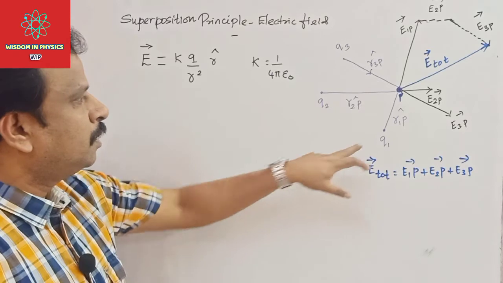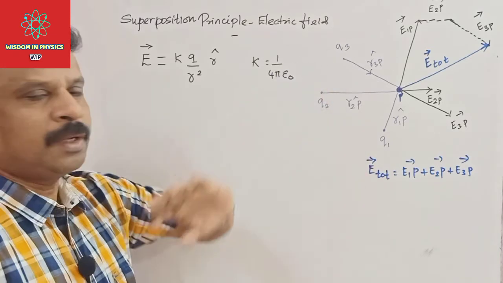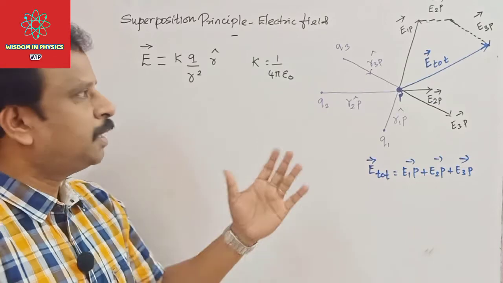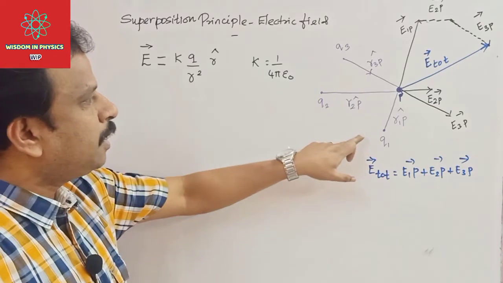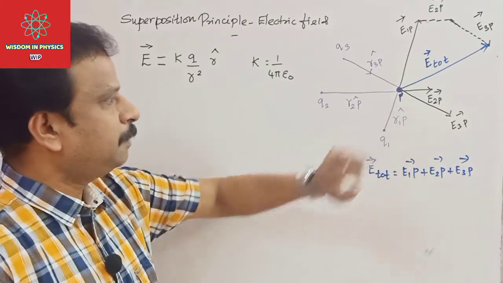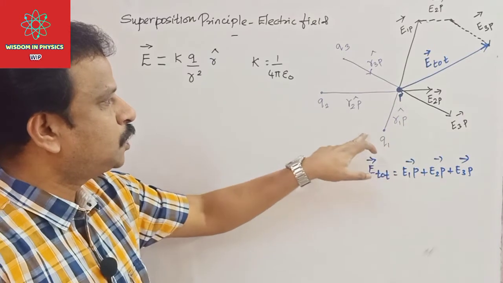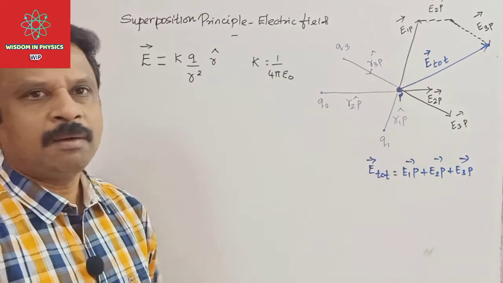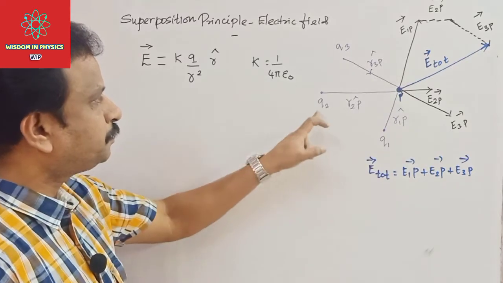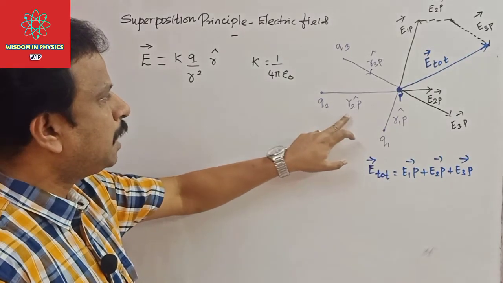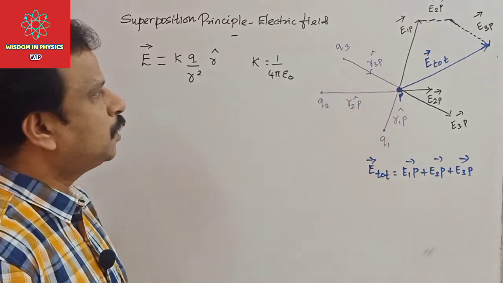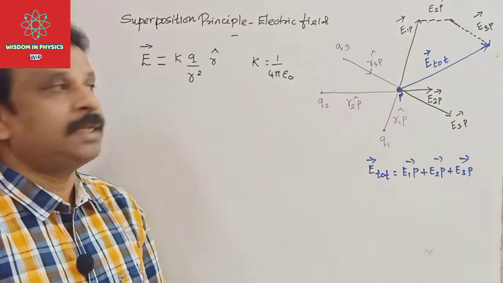Here I have Q1, Q2, Q3. For example, I have taken 3 charges here. This is given in your textbook. The corresponding distances from the point P: Q1 is situated at a distance r1P, with r1P cap a unit vector along this direction. r2P cap is a unit vector along this direction. r3P cap is the unit vector along the direction, right?